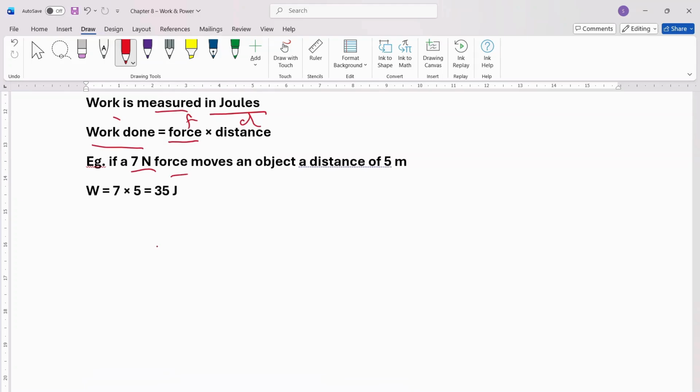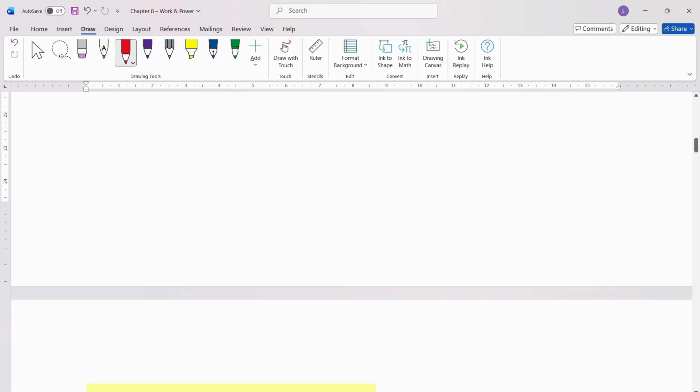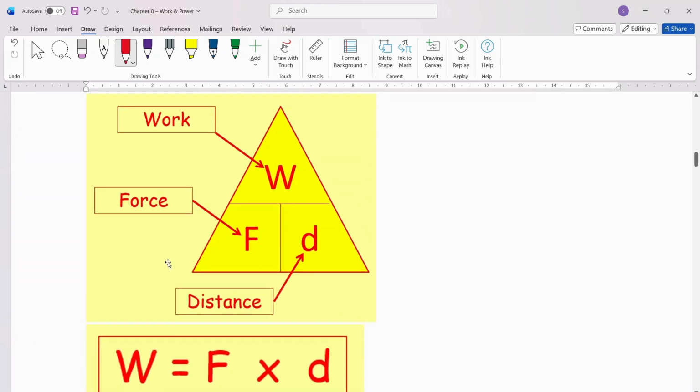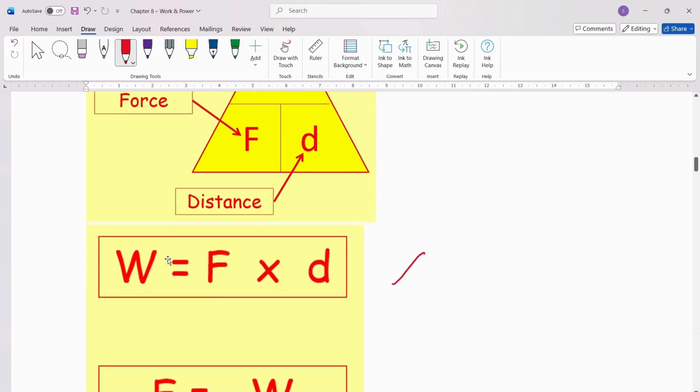Example: if a 7 newton force moves an object a distance of 5 meters, we can calculate the work done. 7 times 5 is equal to 35 joules. So the definition of work is equal to force times distance.